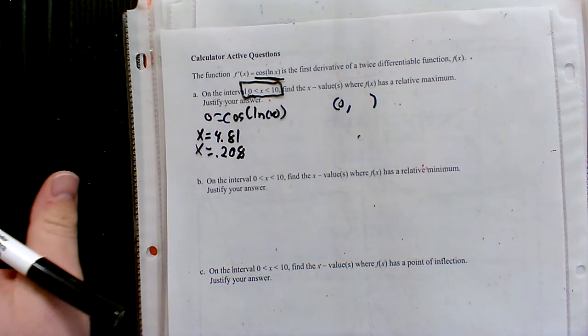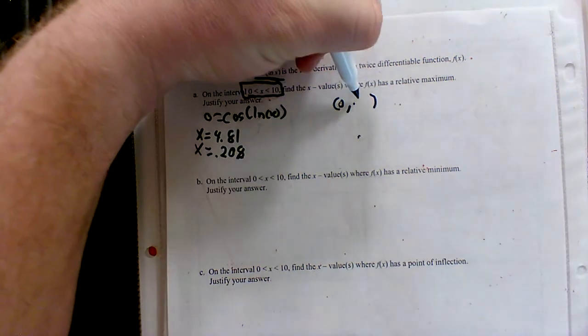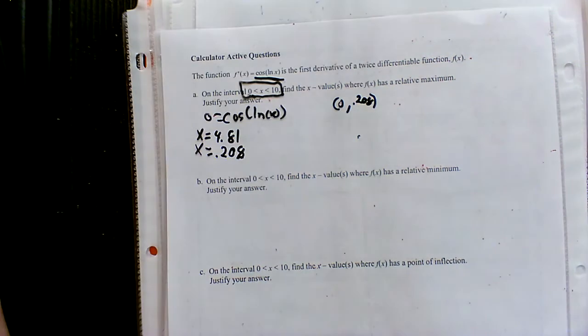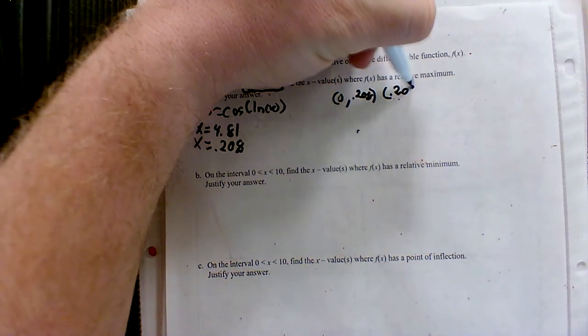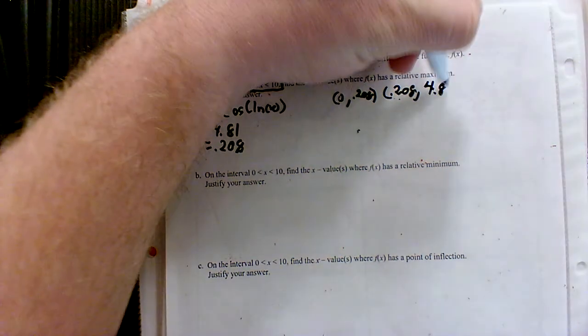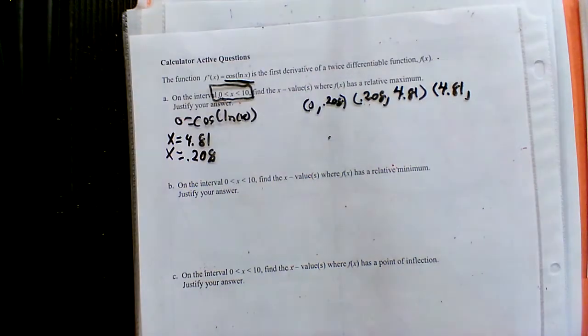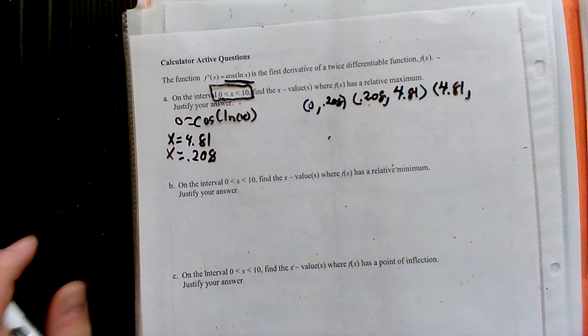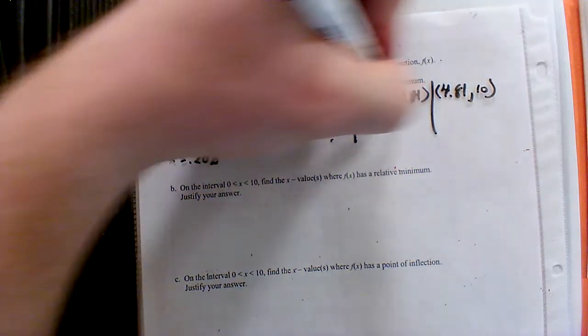And where are we going to stop first? 0.208 or 0.21, depending on how you rounded. Yep, our one critical point. And then we're going to have the 0.208, and it's going to go into our next critical point, 4.81. Okay. Then we're going to go from 4.81 till where? 10. Yeah, that's the end of our interval. We can't go any further than 10. Very good. We're going to create our table.